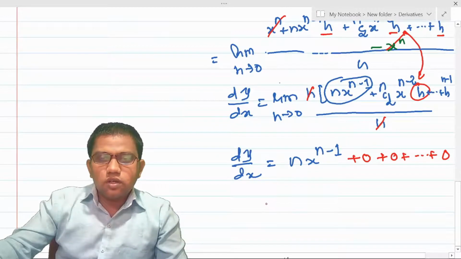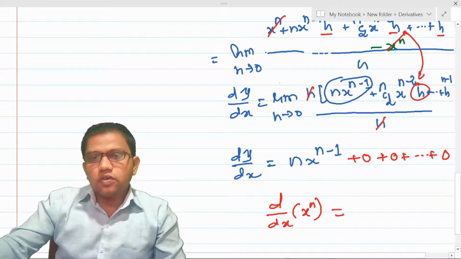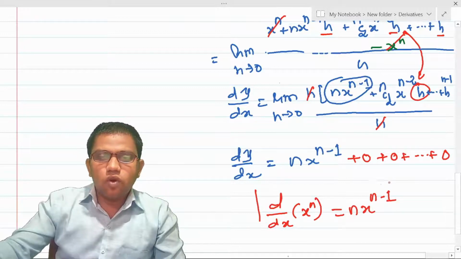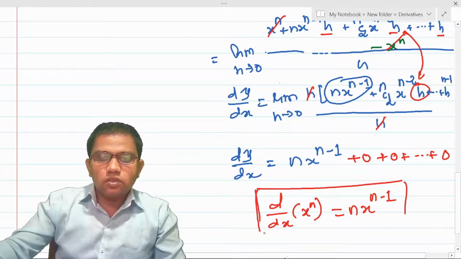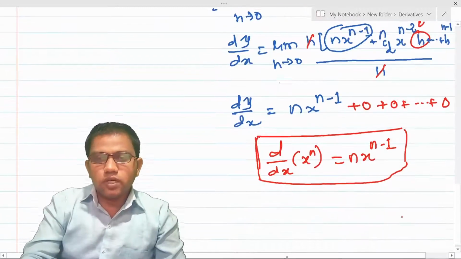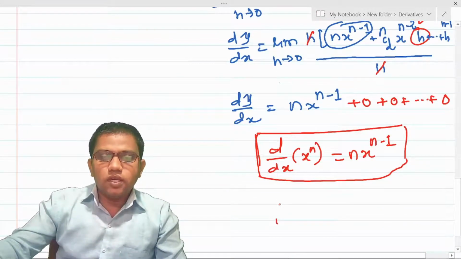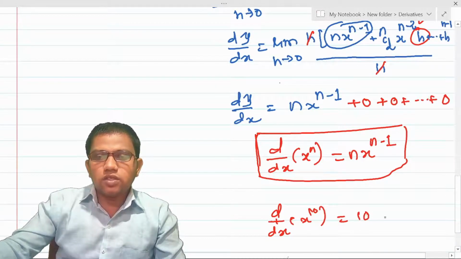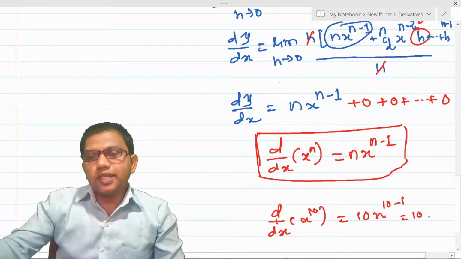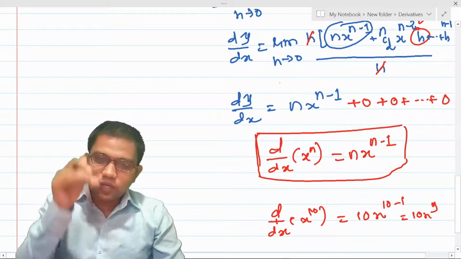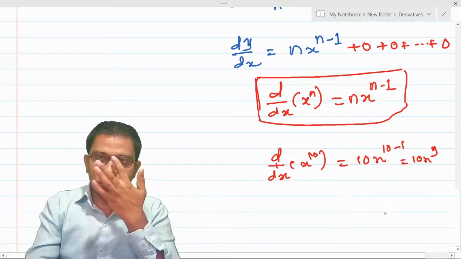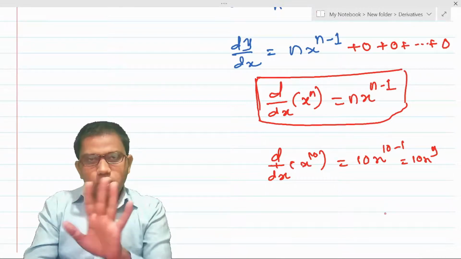And therefore, d by dx of x raised to n is equal to what? n x raised to n minus 1. This is the formula. This is the derivative of x raised to n. So you can find the derivative of any power of x with the help of this formula. Suppose you want d by dx of x raised to 10, what is the answer? n is nothing but 10, so 10 x raised to 10 minus 1, which is 10 x raised to 9. Got it? So in this way, whatever the power of x, you can find the value. That power should be a natural number. Okay, if it is negative, then no problem, you can use this formula also.